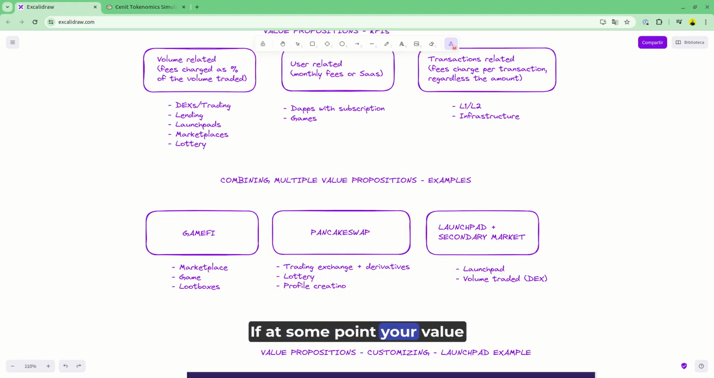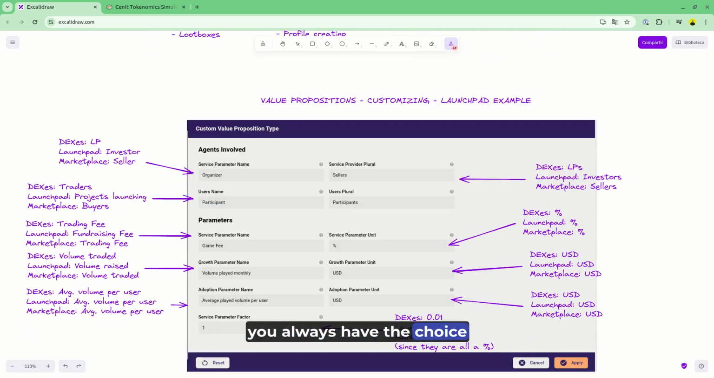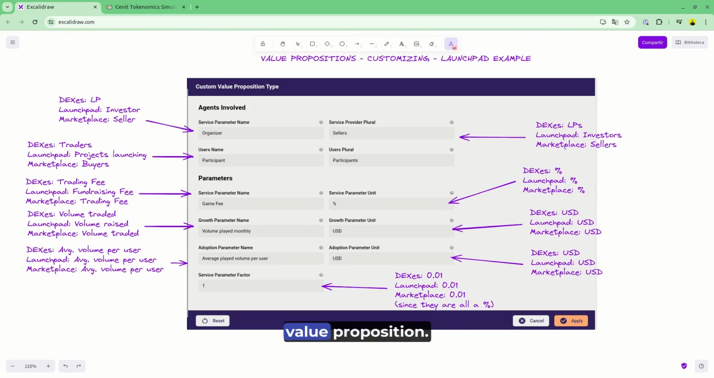If at some point your value proposition isn't listed in one of our choices, you can simulate it by selecting one that is kind of similar. So for example, DEXs and derivatives are kind of related, and you could recreate one by using the other. And if that is impossible, you always have the choice of customizing your value proposition.